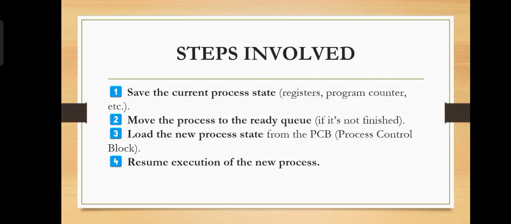And the next is the steps involved in context switching. First, we save the current process state, that is the registers, program counter, etc. And next, move the process to the ready queue if it is not finished. If the process is not yet completed, it should wait in the ready queue after the completion of the previous process. Next, load the new process state from the PCB. PCB is known as process control block. And fourth is to resume execution of the new process.